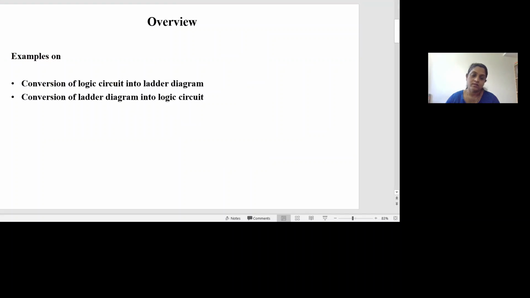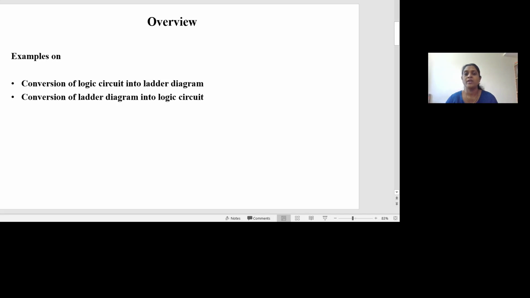In the last session, we saw how, given a logic circuit, to convert it into an equivalent ladder diagram. In this session also, we'll see a few more conversions. Given a logic circuit, how you can convert it into a ladder diagram and vice versa: given a ladder diagram, how you could convert that into a logic circuit. So, a few more examples on these conversions we'll see in today's session.